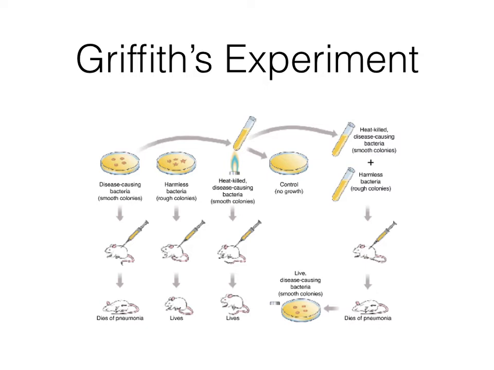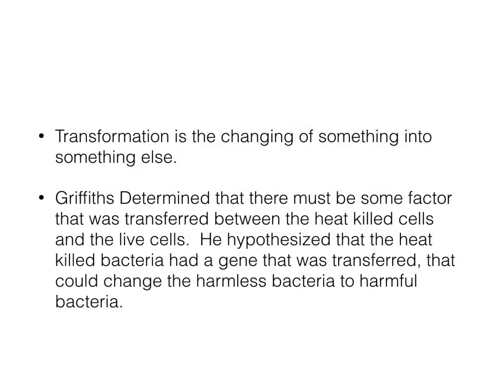Now he mixes the two that had the mouse survive, the heat-killed disease-causing bacteria and the harmless bacteria. When he mixes them together, the mouse gets pneumonia and dies, and they grow into smooth colonies. So what he's seeing here is transformation. Something was transferred between them. Transformation is the changing of something into something else.